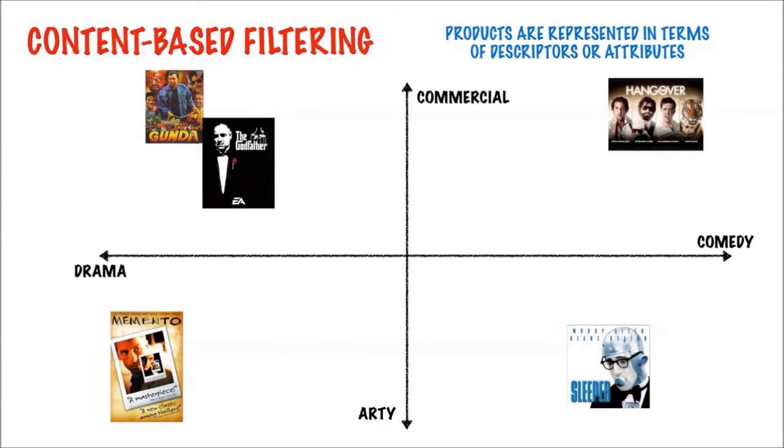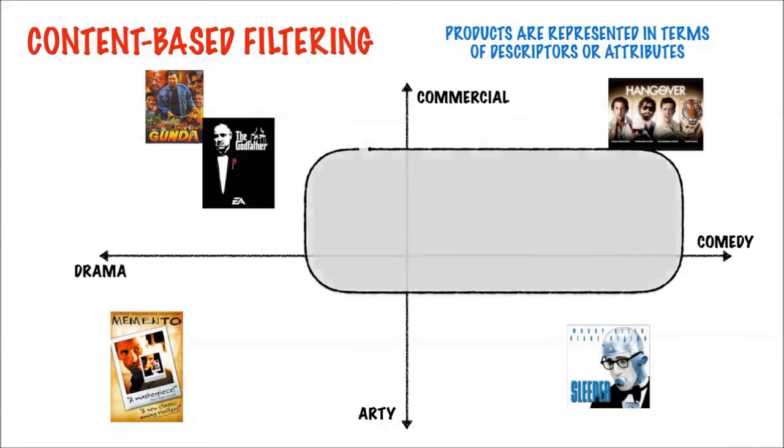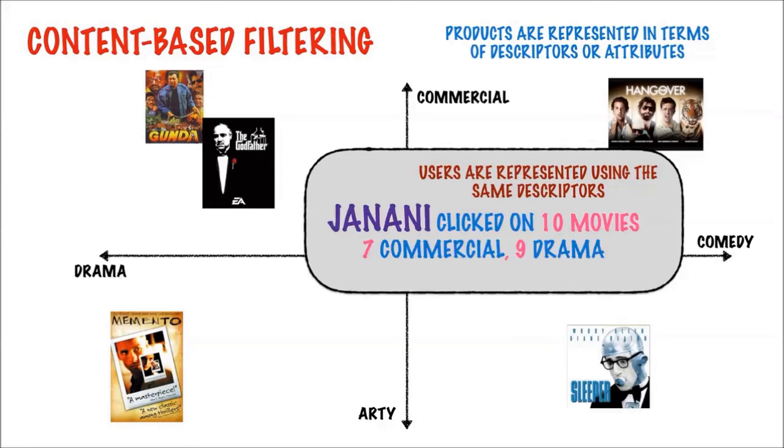Once you have represented all the movies in the catalog as product factor vectors like this, you would start with the users. So let's say we have a user, Janani, and we have looked at her history. Janani clicked on 10 movies on our website. 7 of them were commercial movies and 9 of them were dramatic movies. So we have come up with a score for Janani on each of these two factors again.